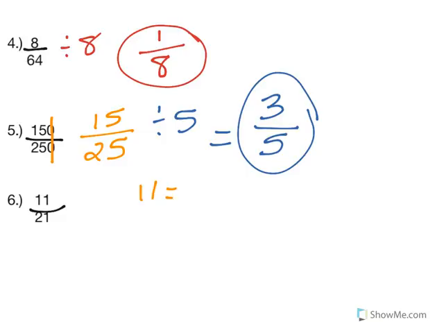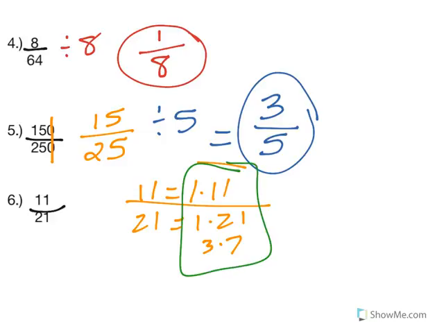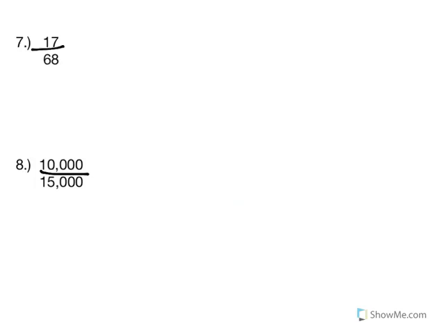In number 6, 11 over 21, they don't share anything. If you think about it, 11 is 1 times 11. That's it. And 21 is 1 times 21, or 3 times 7. So you can see they don't share anything when you look at the numbers on this side. The only thing they share is a 1, and if you divide by 1, you get the same answer. So our final answer is just 11 over 21.